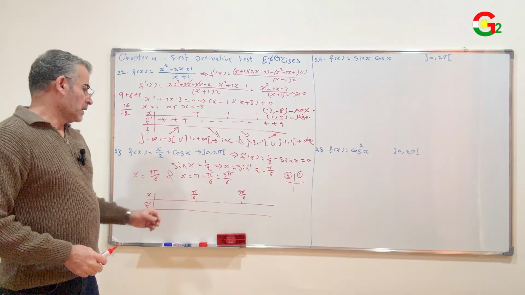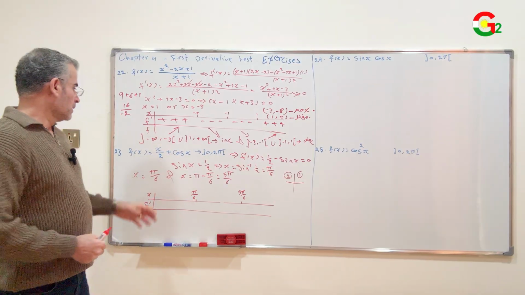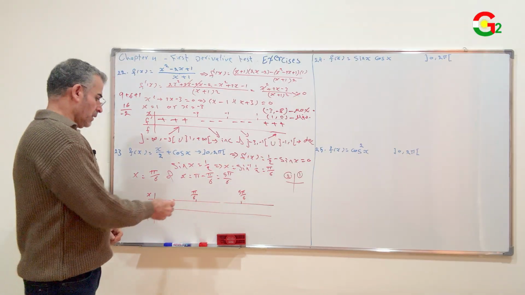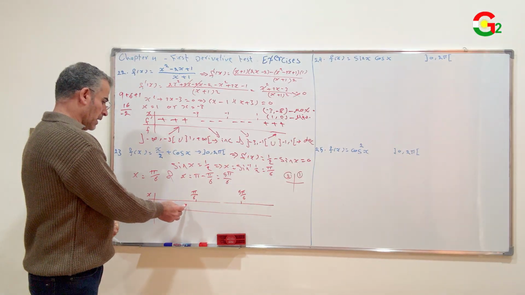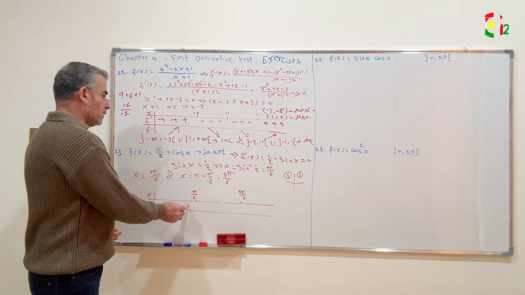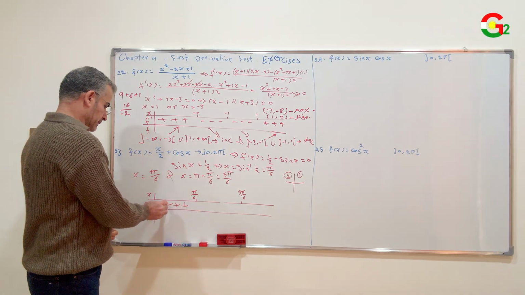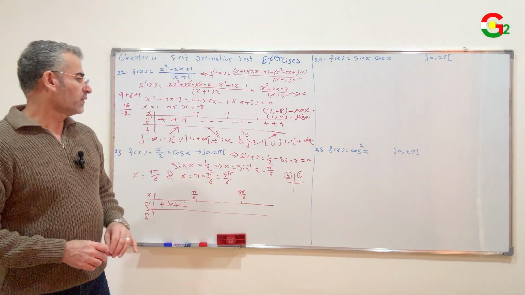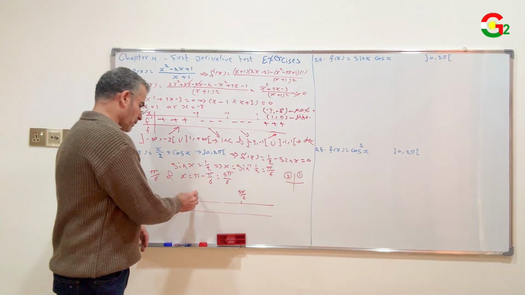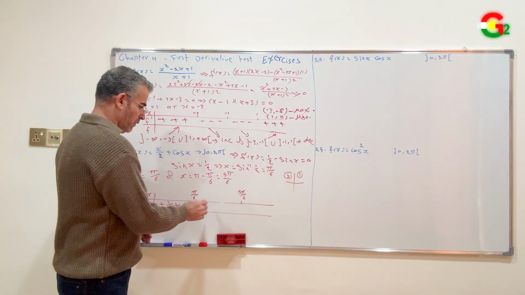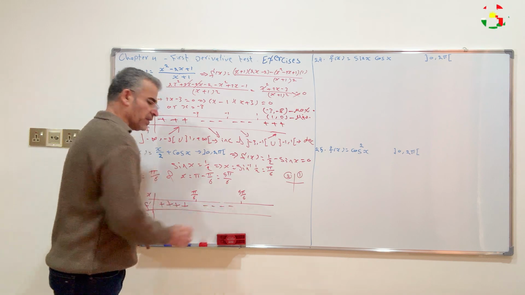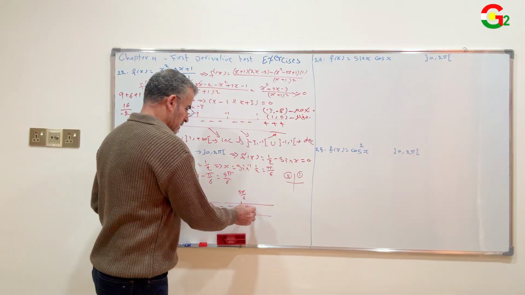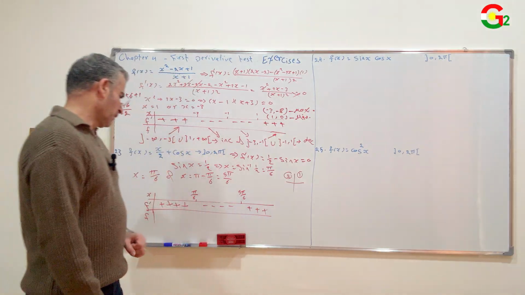Substitute any value less than pi over 6 in the derivative of this function. You will find that the sign is positive, since sine pi is 0 and 1/2 minus 0 is positive. Between pi over 6 and 5 pi over 6, you will find that the value of the derivative is negative. Greater than 5 pi over 6, the sign is positive.